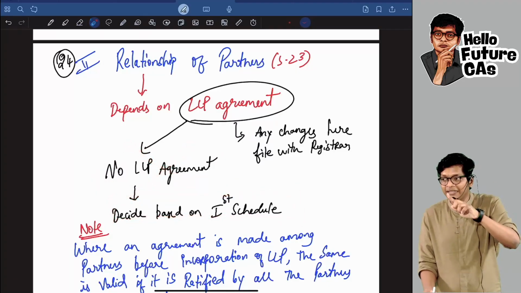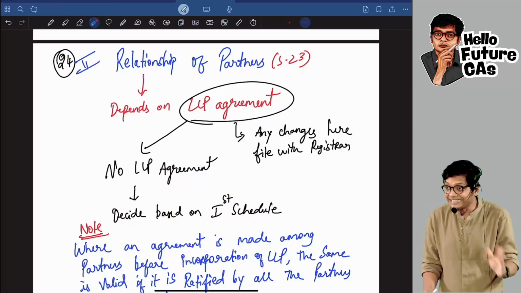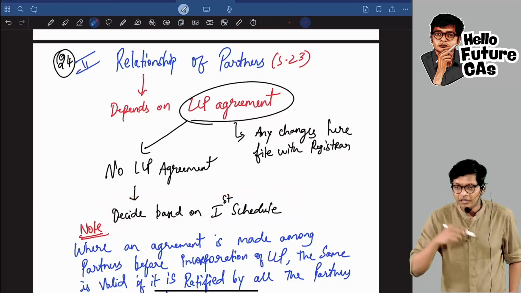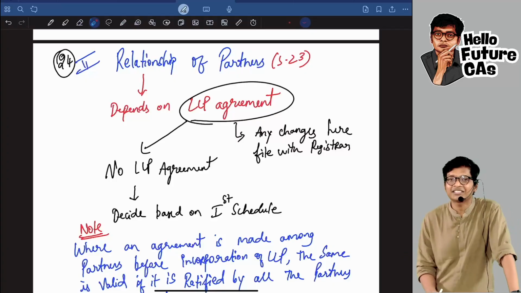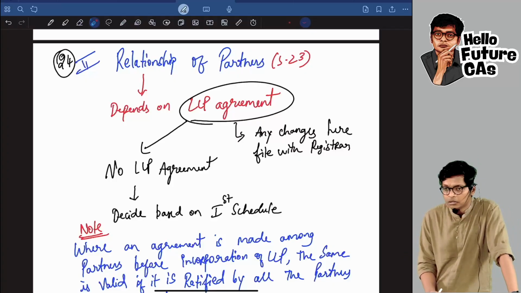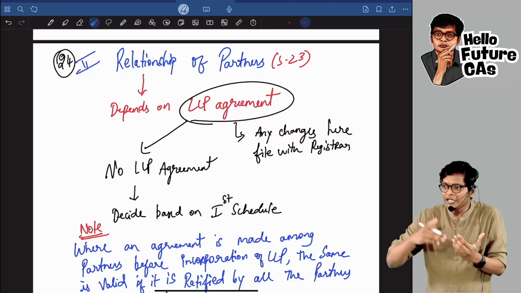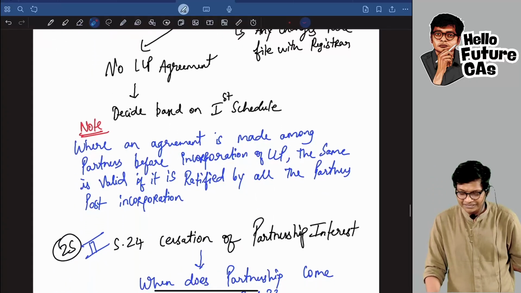Like how in the Partnership Act, if there is no agreement, profit sharing is equal. The Act gives a provision if you don't have a deed. Like that here, the first schedule will tell what to do if you are not able to decide by yourselves. Are you understanding, guys? All of you clear? So the relationship is there in the LLP agreement, and I can change the LLP agreement. If the LLP agreement is not there, go to the first schedule. Are you following, guys? Clear?